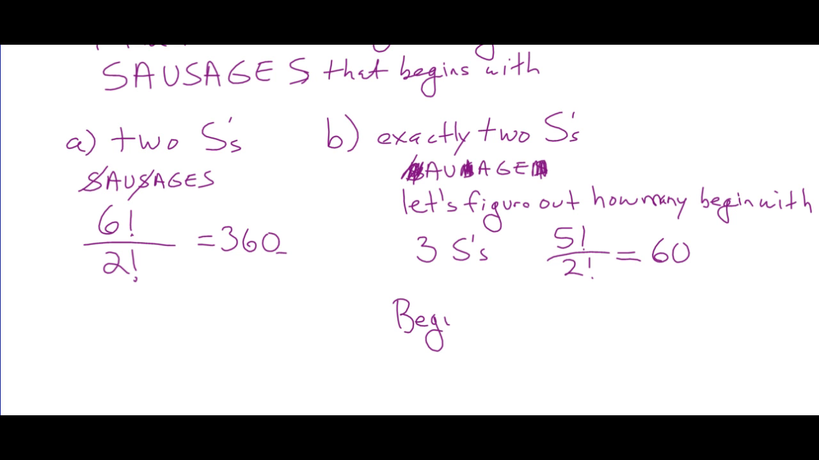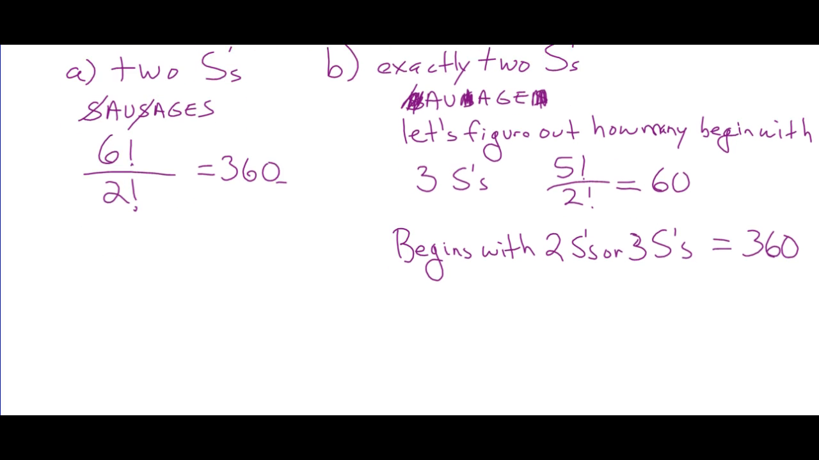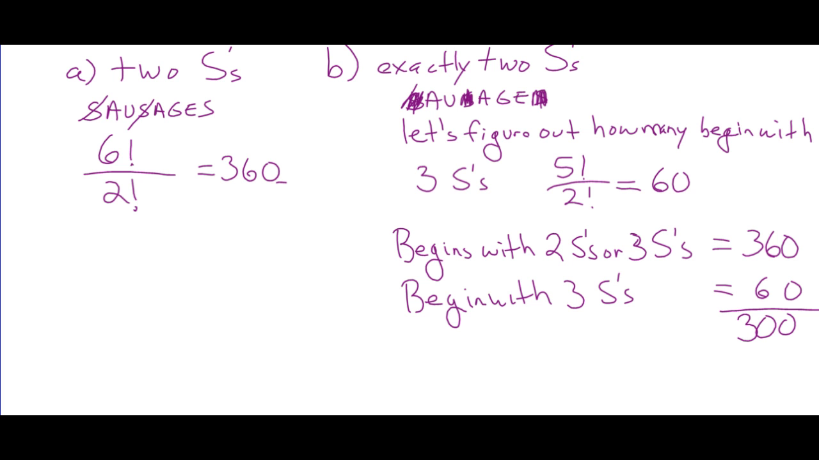Begins with 2 S's or 3 S's is 360. Okay, so that's part A. Begins with 2 S's, but it could begin with 3 S's. This begins with 3 S's is 60. So there are 300 that begin with exactly 2 S's.